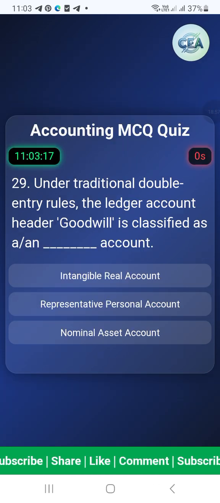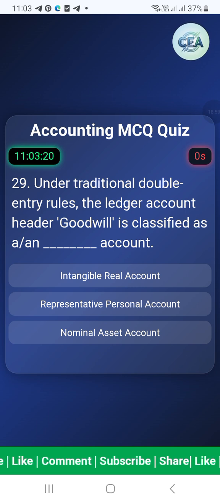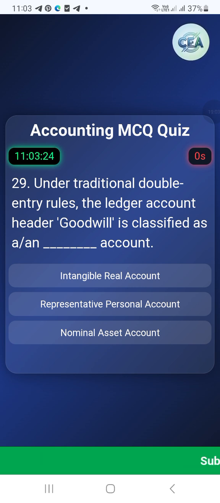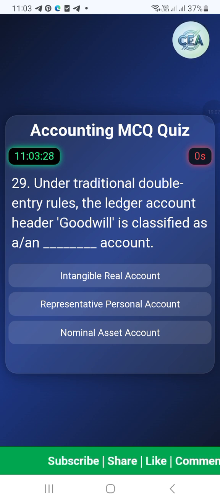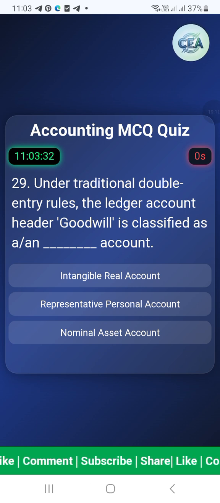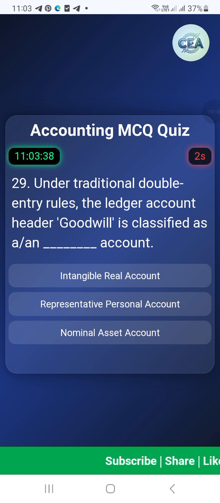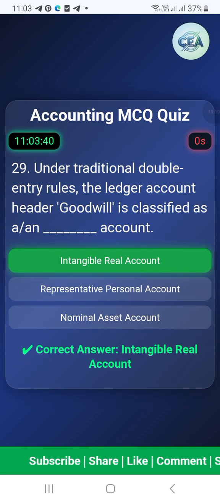29. Under traditional double-entry rules, the ledger account header, goodwill, is classified as an blank account. Option 1. Intangible real account. Option 2. Representative personal account. Option 3. Nominal asset account. Correct answer is intangible real account.